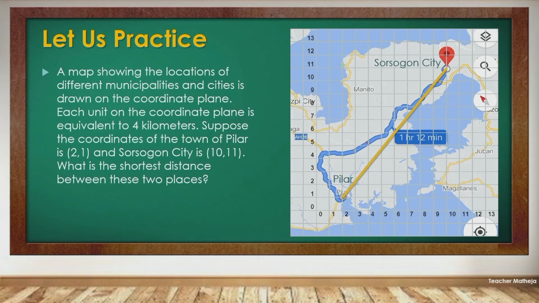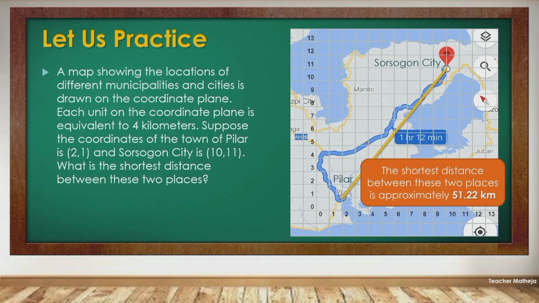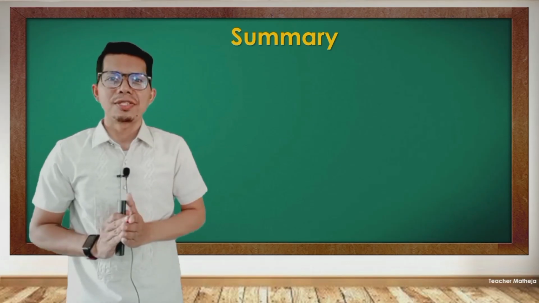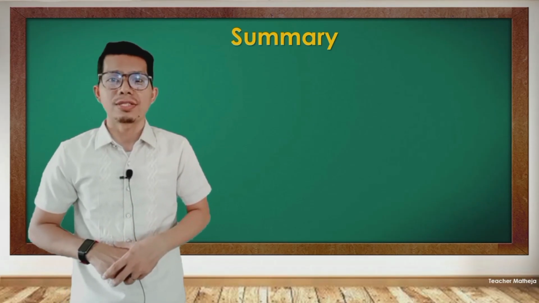Okay, kindly stop. What is your answer? If your answer is approximately 51.22 kilometers, then you are correct. The shortest distance between these 2 places is approximately 51.22 kilometers using the distance formula. Alright, so if you got perfect, then you are very good. Okay, congratulations! We are done with our lesson for today.